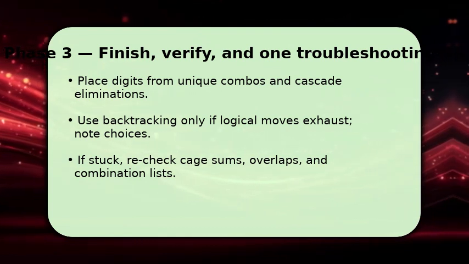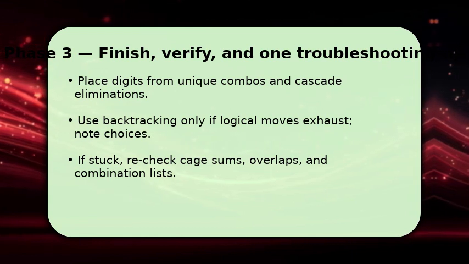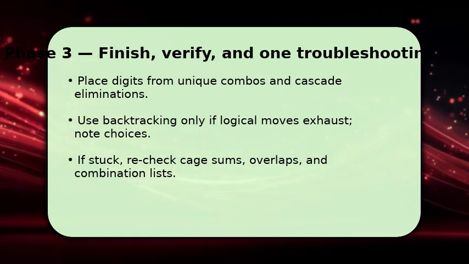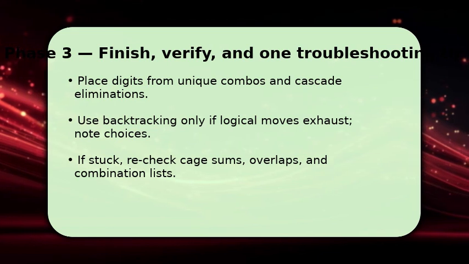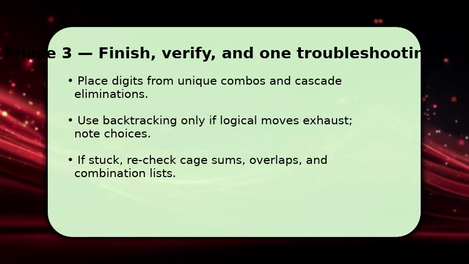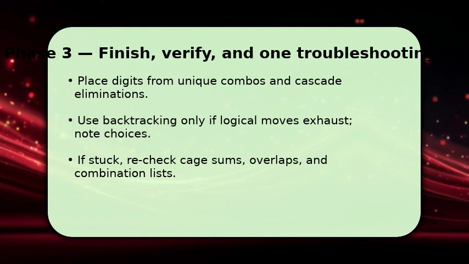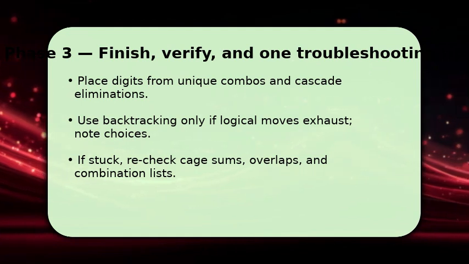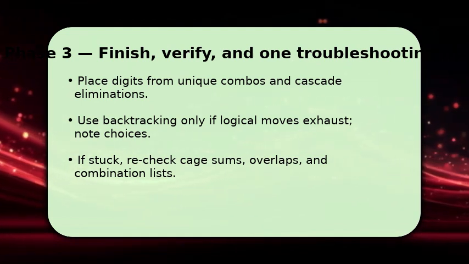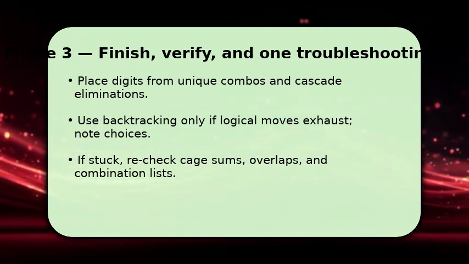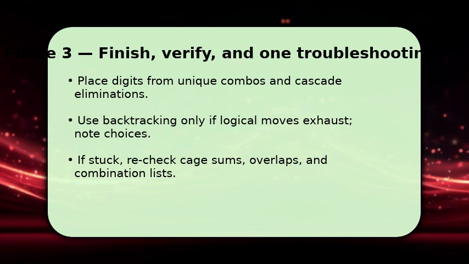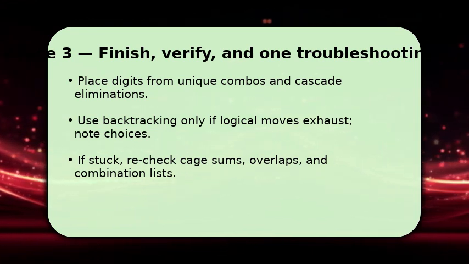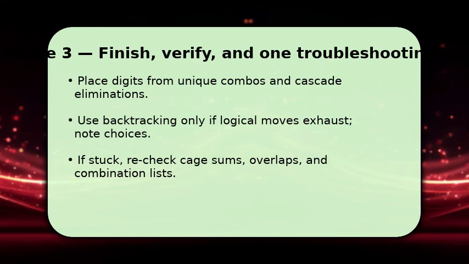You should avoid guessing. Instead, resort to brief, recorded backtracking only when logic stalls. Note the choice and its consequences. If you get stuck, recheck cage sums, overlaps, and your combination lists for a missed elimination. Often a single overlooked intersection is the culprit. One troubleshooting tip: when contradictions appear, revert to the last recorded logical branch, not to random guesses.